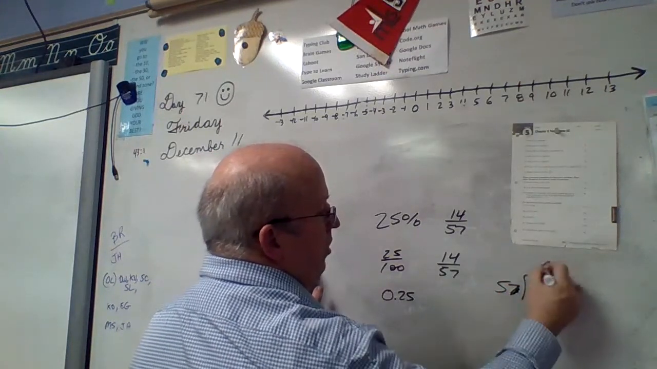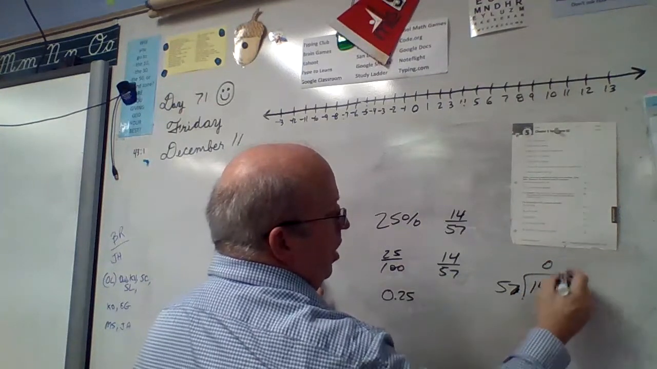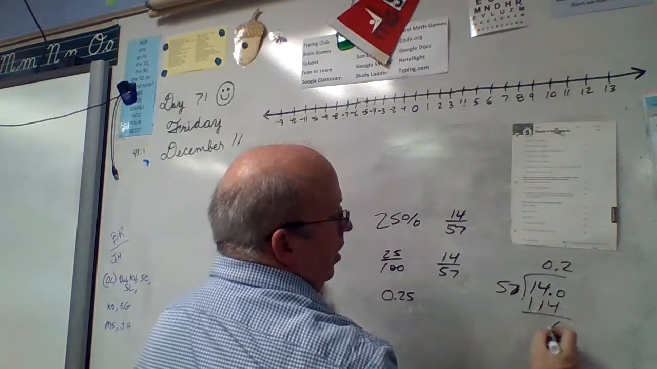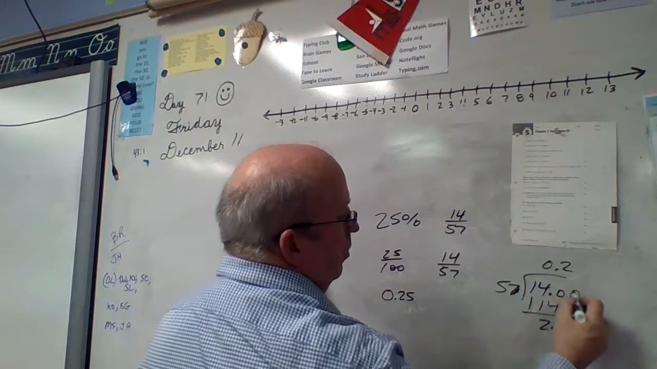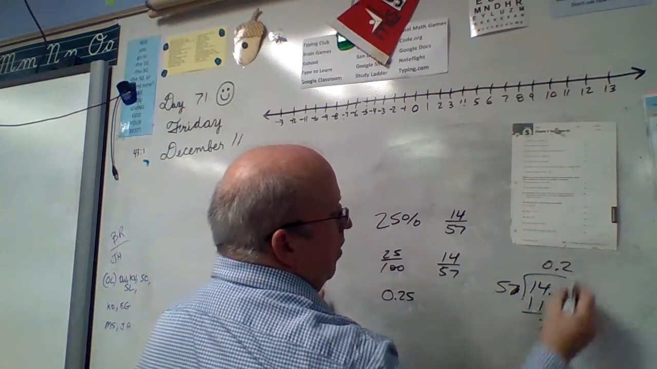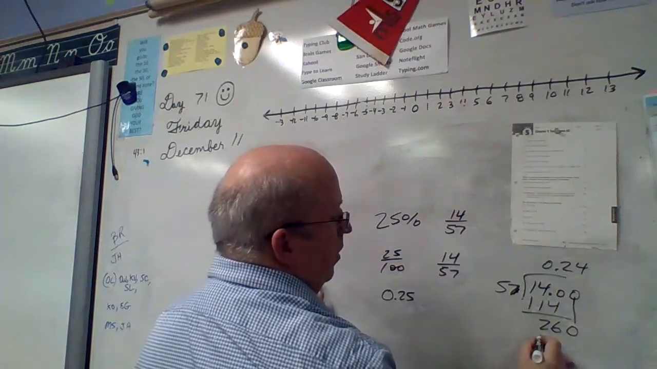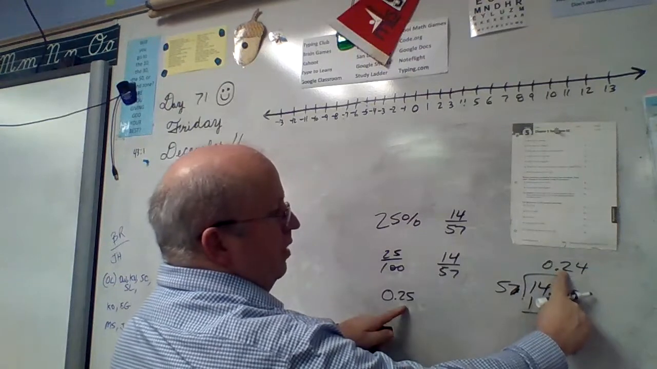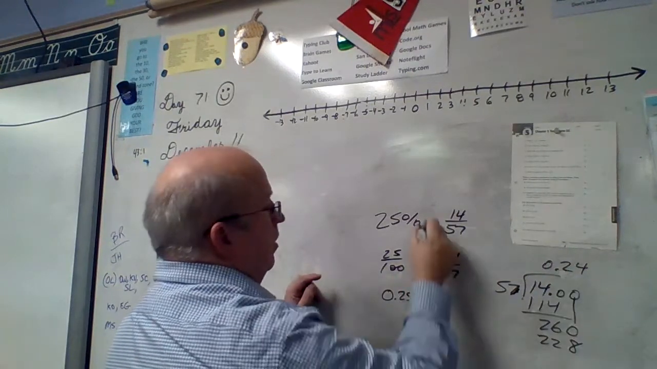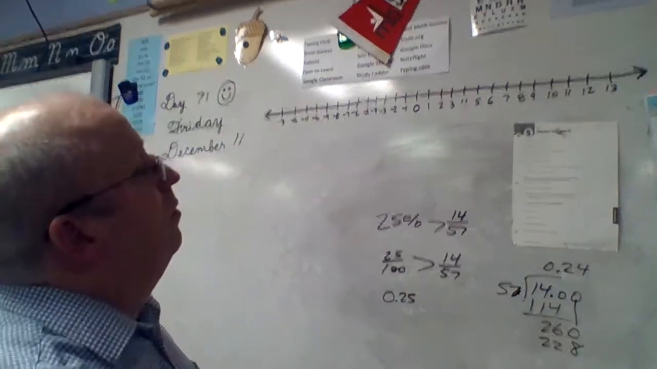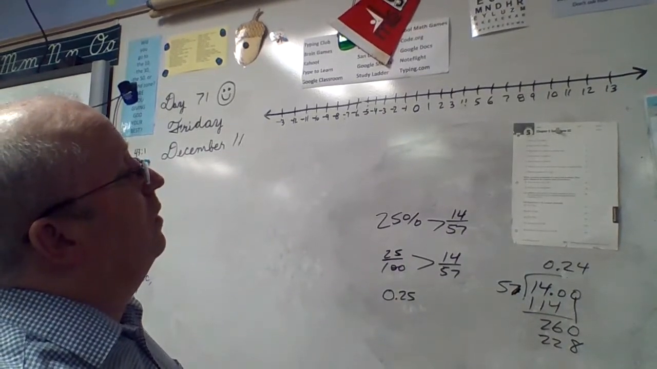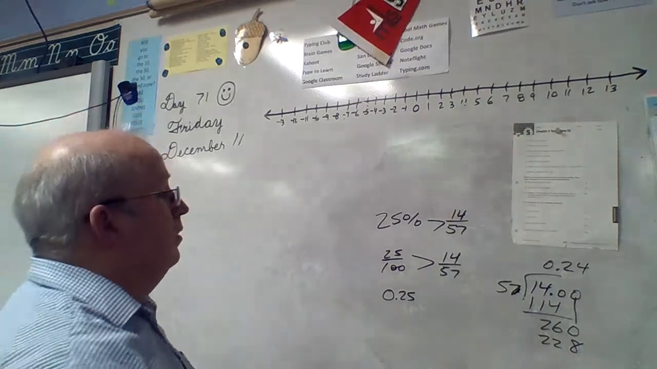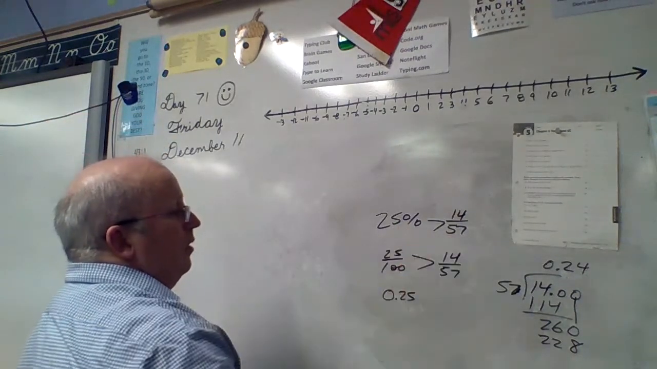57 goes into 14 0 times, but it goes into 140 2 times, and bring down the 6, it goes into this 4 times. 8, 2. Hey, look at that. Which one's bigger? It's got to be this one, right? Uh-oh, whoops, I did number 7 for you accidentally. Sorry. Oh well, that's number 7. This one has to be bigger than this one.